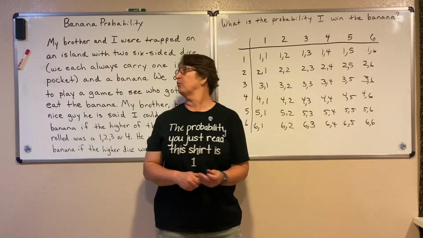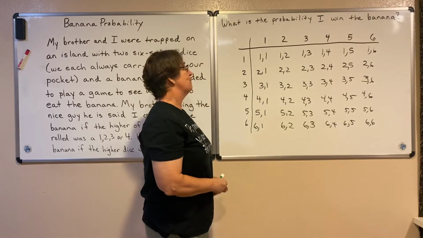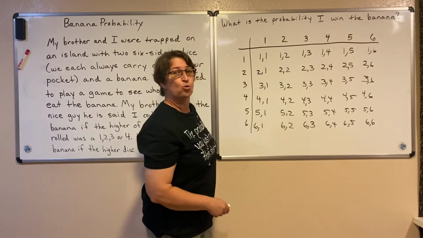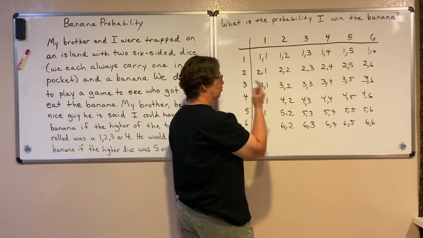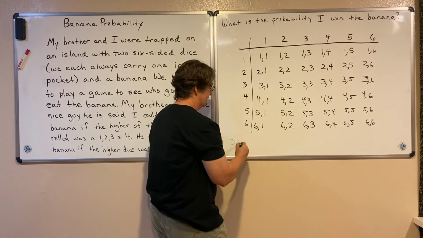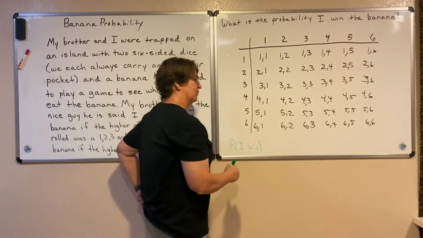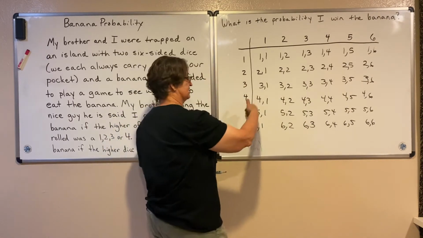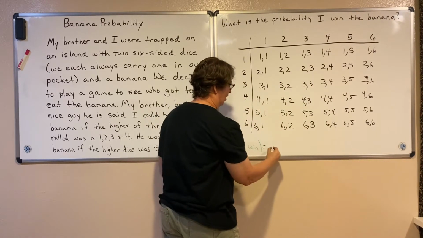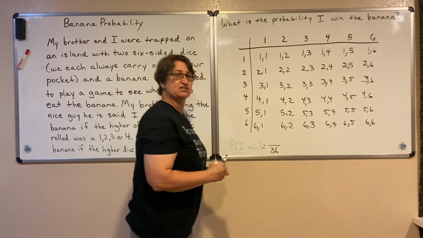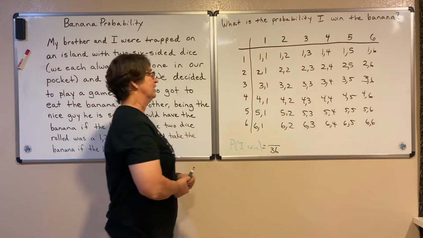Now I want to know the probability that I win. And in order for that to happen, the biggest number has to be a 1, a 2, a 3, or a 4. So I'm going to go through and circle. First of all, the probability that I win, we know that the total number is going to be on the bottom. And there are 6 times 6, a total of 36 potential outcomes. And I want to see how many outcomes I win.